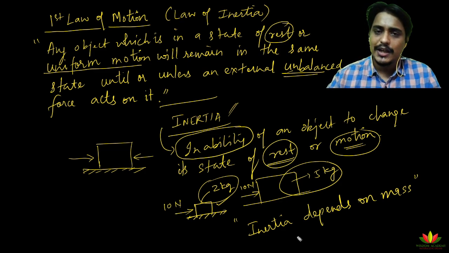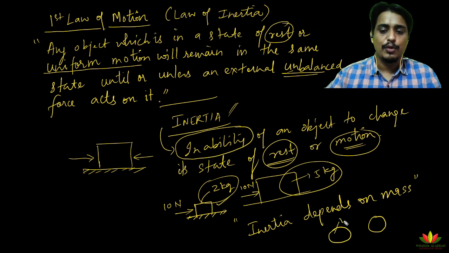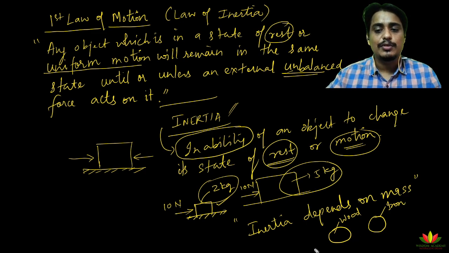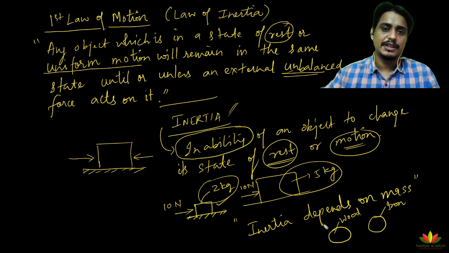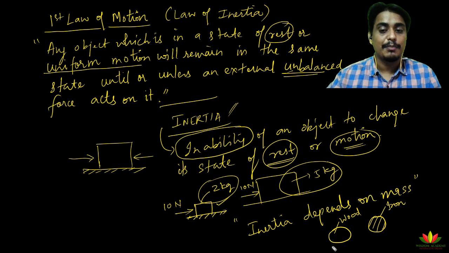So in the examinations, how do they ask this question? They ask that if there are 2 balls made up of wood and iron of same size, will both bodies have same inertia or different inertia? Obviously it will have different inertia. The object made of iron will have higher inertia compared to wood because iron is heavier than wood. So remember that inertia is something which depends upon the mass of the object.